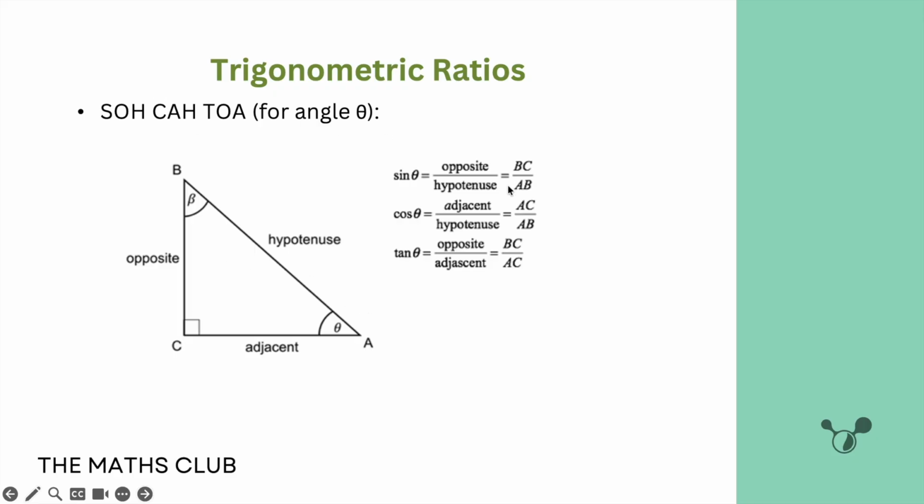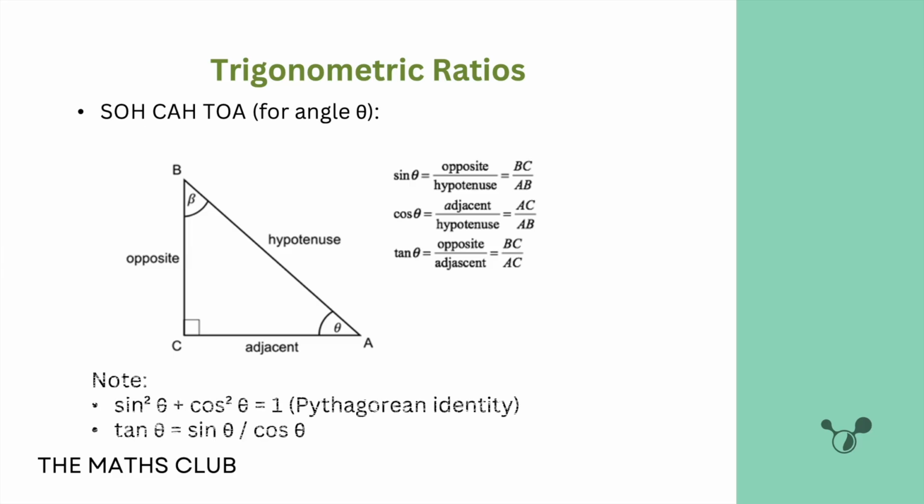So BC over AB. For cos also, we have CA, which is the adjacent over the hypotenuse. The adjacent is AC, the hypotenuse is AB. So AC over AB. And then for TOA, which stands for tan, we have opposite over adjacent. So the opposite is BC, the adjacent is AC. So once you know the acronym SOHCAHTOA, it should be good.